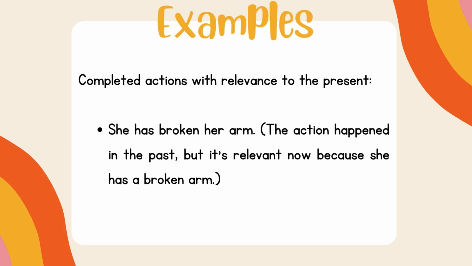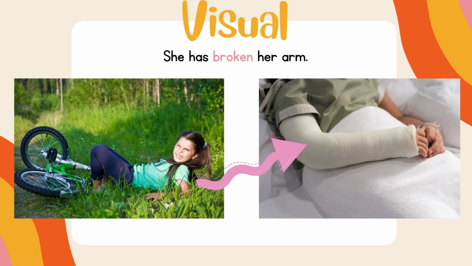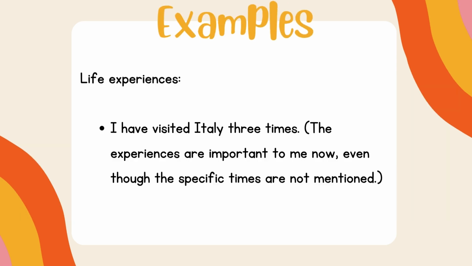Let's review some additional examples. A completed action with relevance to the present. She has broken her arm. So this action happened in the past, but it's relevant now because the girl has a broken arm, now in the present. Another example would be a life experience.